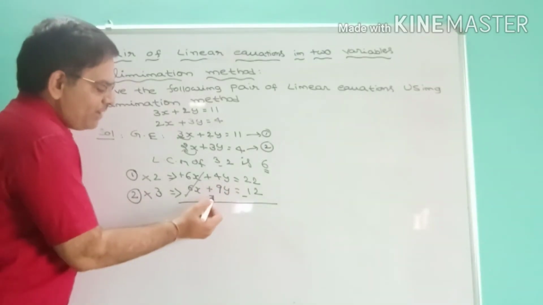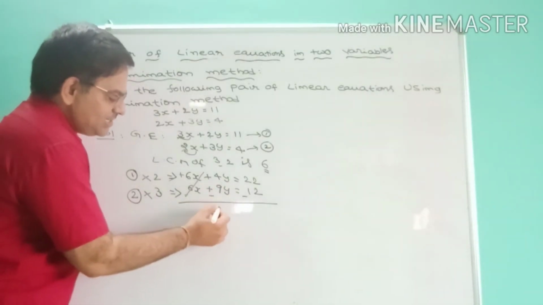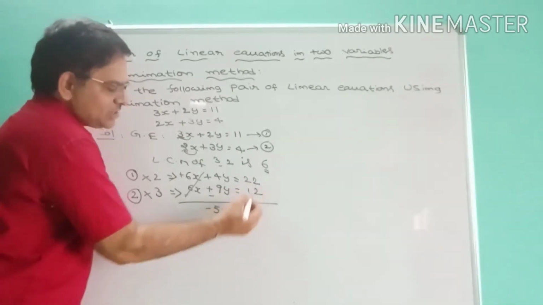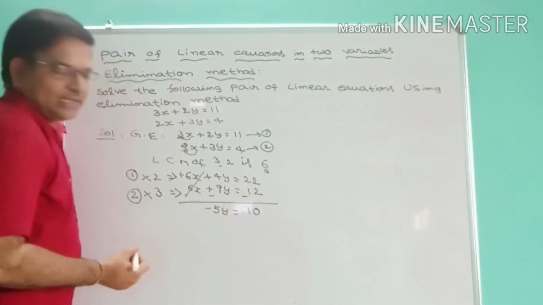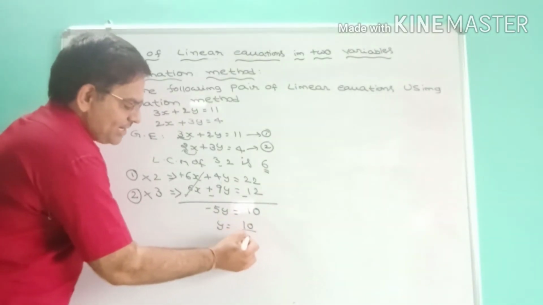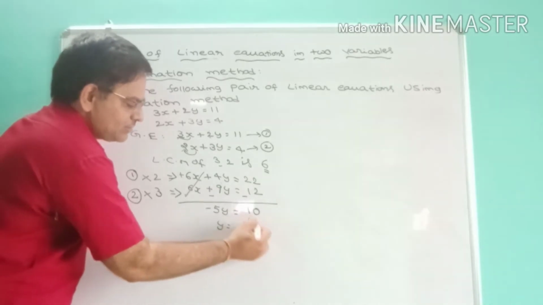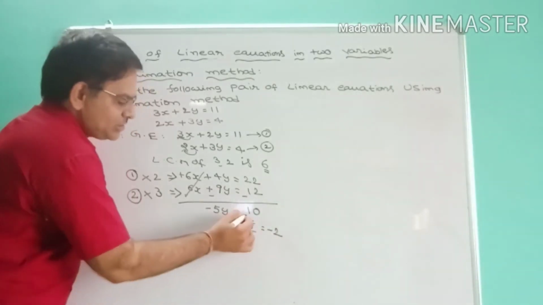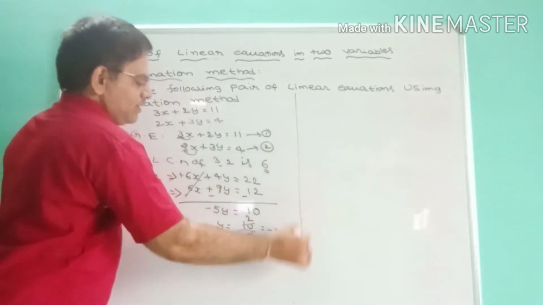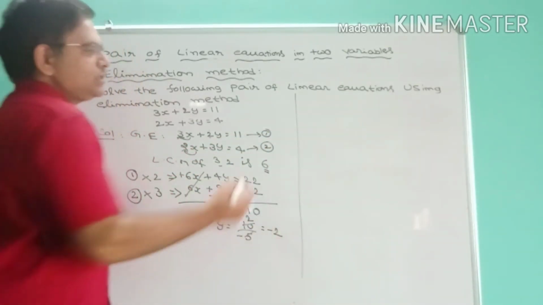Now 4y minus 9y, that is minus 5y equal to 22 minus 12, that value will be 10. Now y equal to 10 by minus 5, that value will be minus 2. So y equal to minus 2.